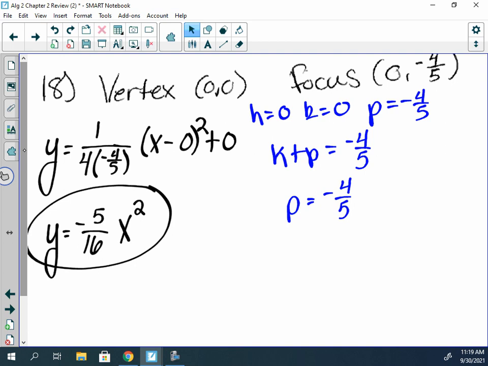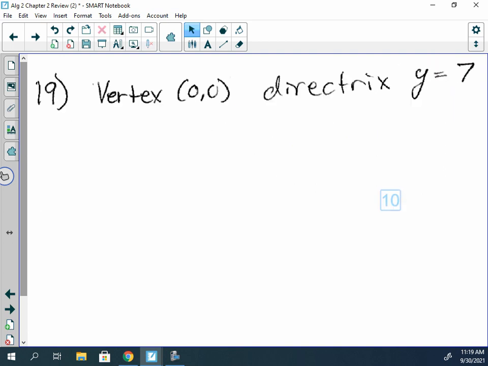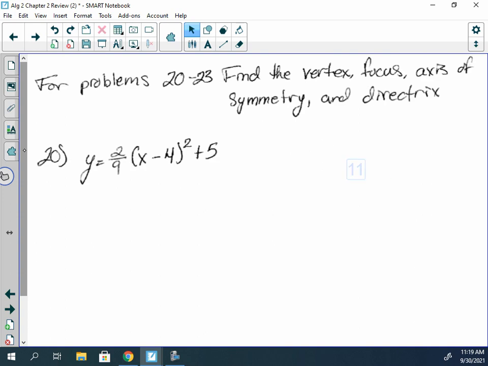Now, if you'd have written negative 5/16 parentheses x minus 0 squared plus 0, I'm not going to count it wrong. It is the same thing. But it's good to reduce and simplify it down if we can. Any questions on 18? We go with problem number 18? Questions on 20 through 23? Questions on 20, 21, or 22 or 23?